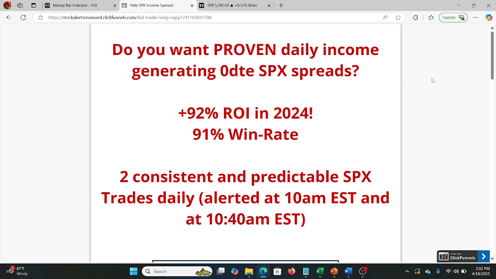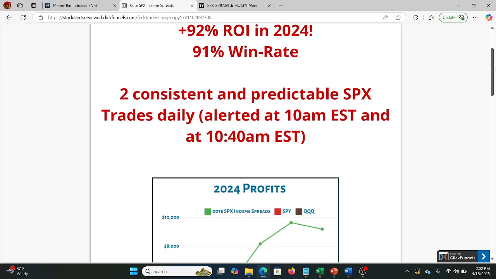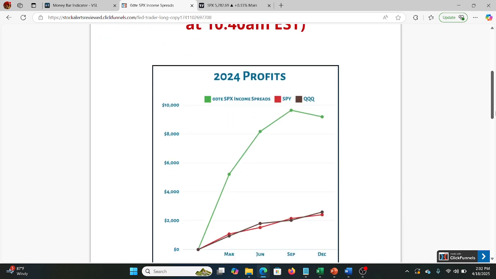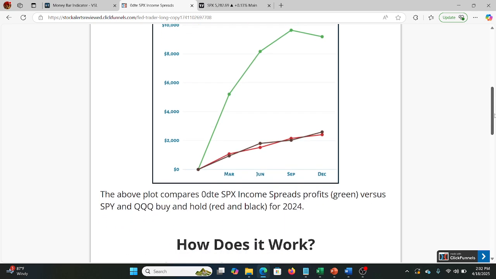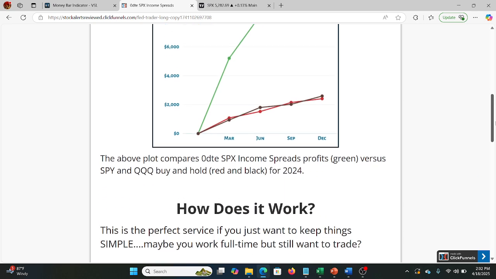And you'll see in the trade that I'm just about to show you. So basically what you get is two consistent and predictable SPX trades daily. 10 a.m. is when Lance sends his out, and then 10:40 Eastern Time is when Phil does his. Phil's completely destroyed the S&P, the SPY, and the QQQs last year. You can see the difference is phenomenal. So you're far better off investing in Phil's 0 DTE SPX stuff than just buy and hold type of stuff.